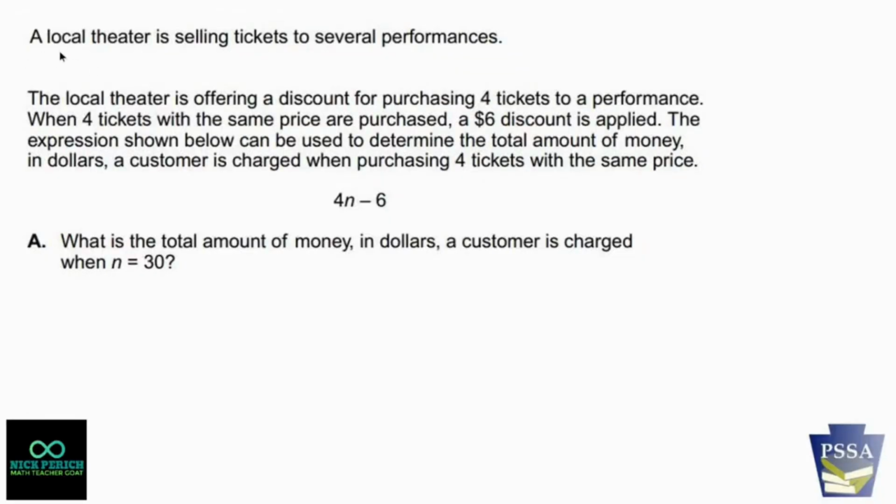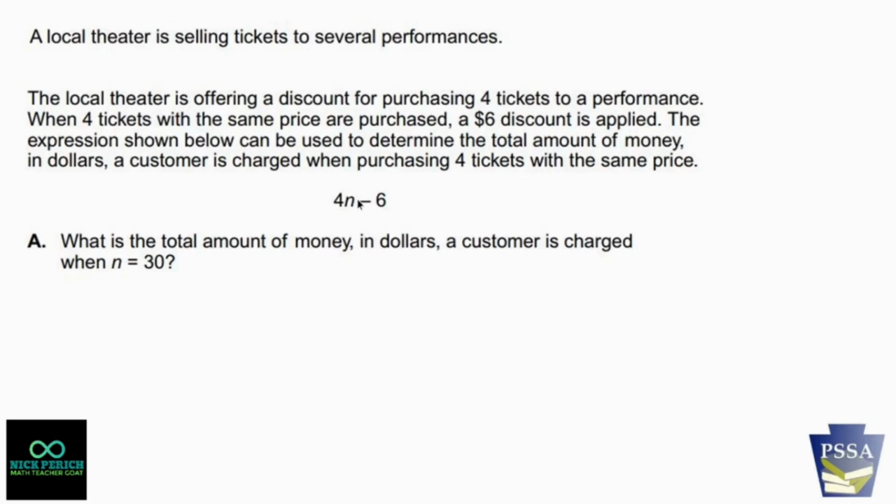Alright, we have ourselves a 6th grade math PSSA open-ended question. This has 4 parts. A local theater is selling tickets to several performances. The local theater is offering a discount for purchasing 4 tickets to a performance. When 4 tickets with the same price are purchased, a $6 discount is applied. The expression shown below can be used to determine the total amount of money in dollars a customer is charged when purchasing 4 tickets with the same price.